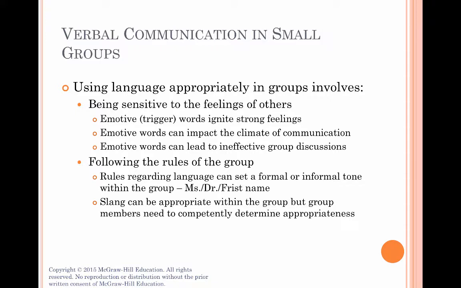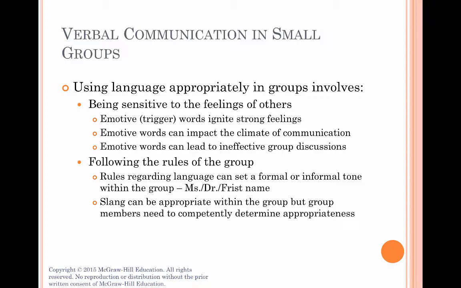It's also very important in group communication that you be sensitive to the feelings of others. The climate of a group can be damaged when people don't take other group members' feelings into consideration. Those people may feel that they can't speak up, and they may not contribute to the discussions. The use of emotive or trigger words, words that are very strongly offensive, like sexist or racial epithets or insults, can make it very difficult to listen to the message underneath the words.